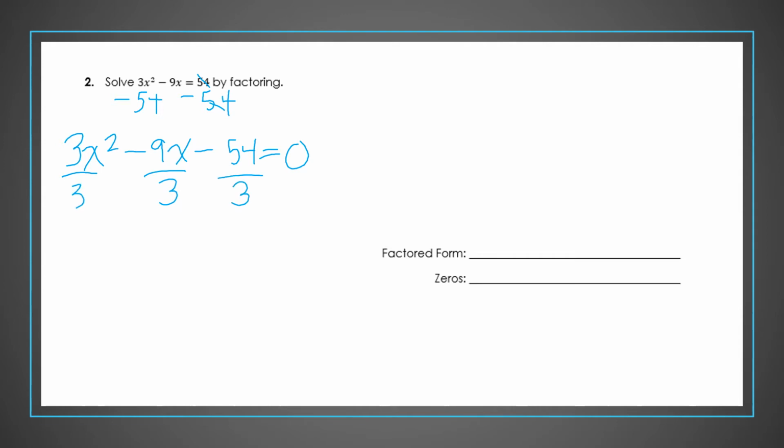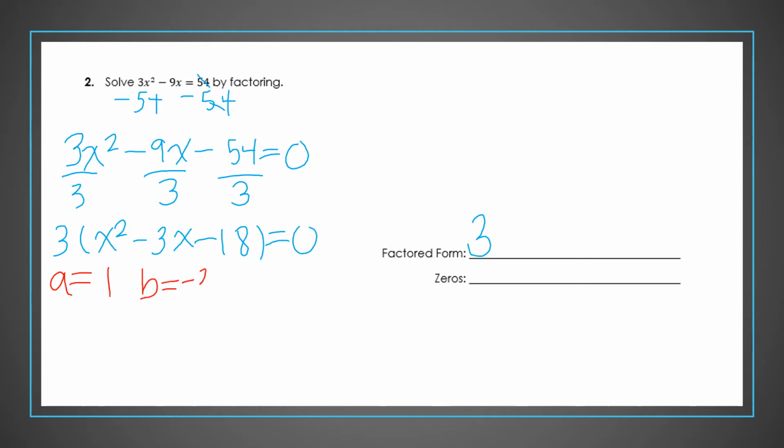And when I do that, it's going to become x squared minus 3x minus 18. Remember that your GCF of 3 is a factor, greatest common factor, so it will be part of factored form. So make sure that you don't lose it as you get your factored form. Now that we've taken out those values, we've divided everything by 3, we have new values of a, b, and c. Our new value of a is 1, our new value of b is negative 3, and our new value of c is negative 18.